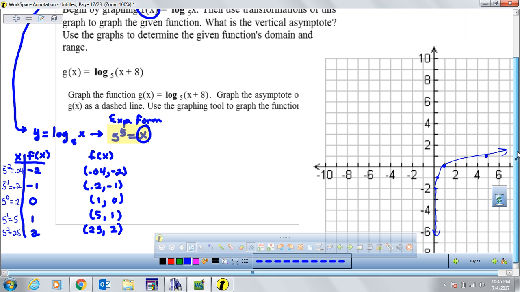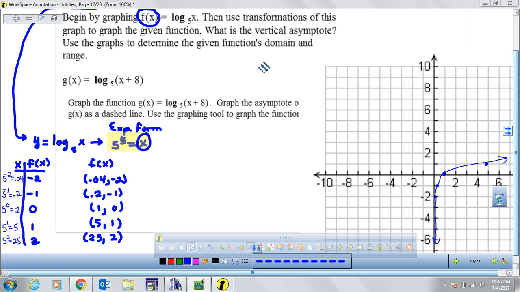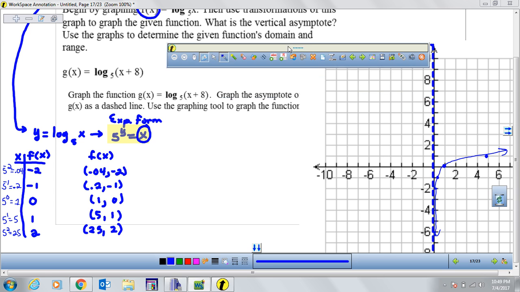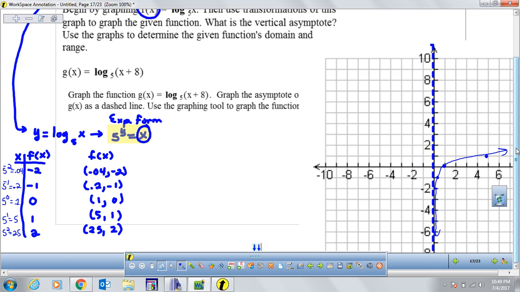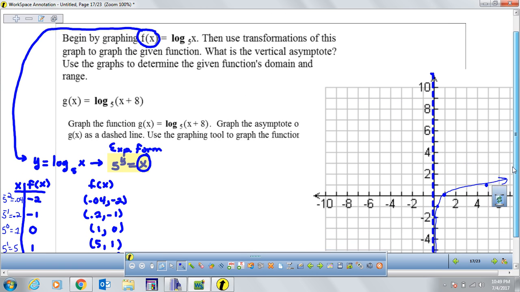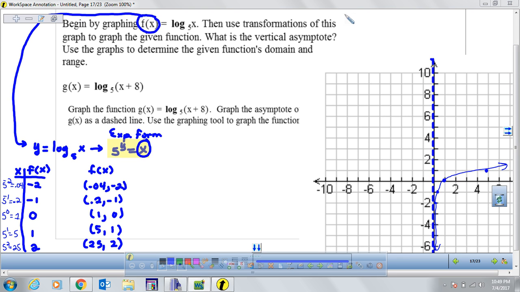Now on this problem, we need to graph the asymptote. That's one of the things that we're asked to do. So we're going to graph the asymptote with a dashed line right here. At x equals 0, there is a vertical asymptote. Before we get into the g of x, I want you to write all the things that we need to find from the functions. So, for the function f of x, we need to give the domain, the range, and the asymptote.